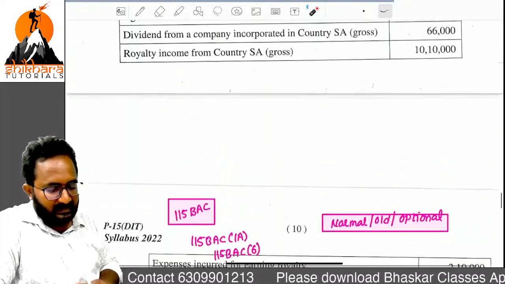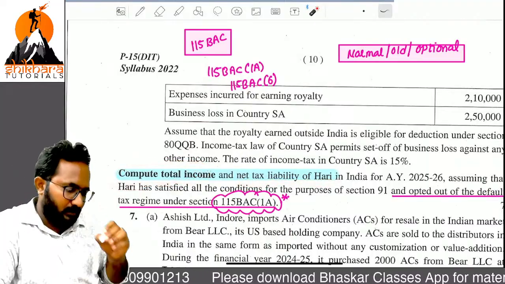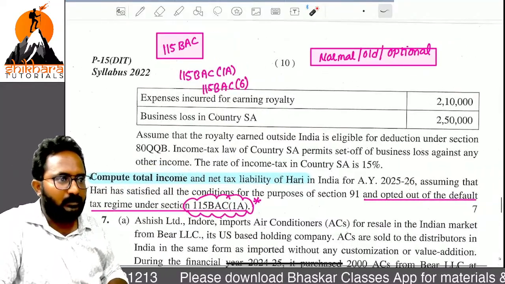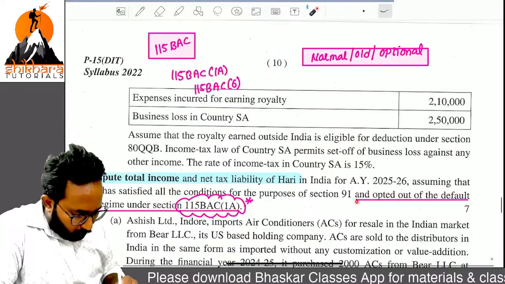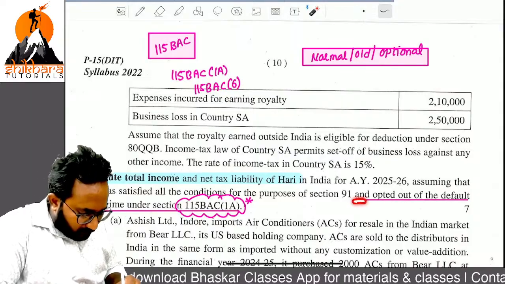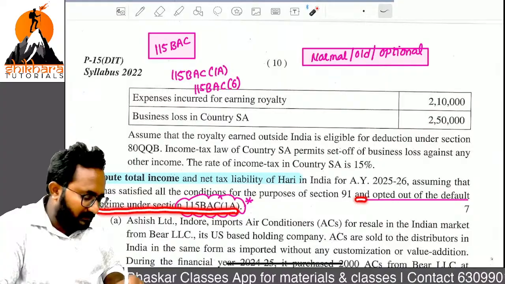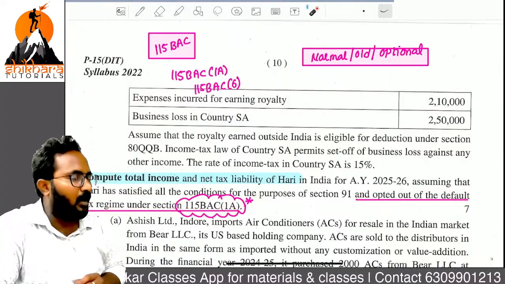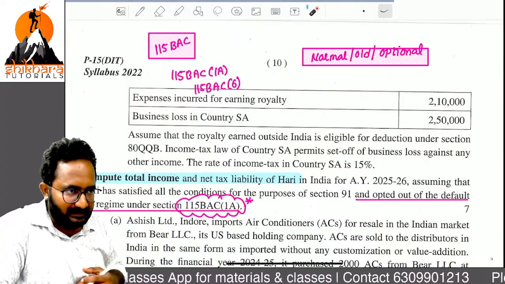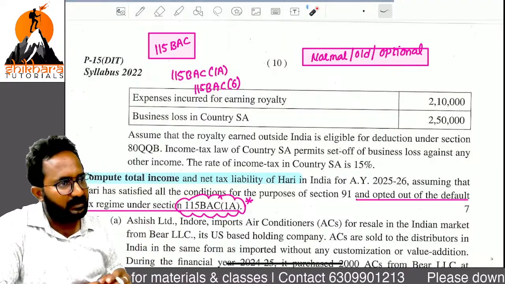Sir, my computation is correct, at least total income is correct. But the tax liability is gone, and the impression is also gone. The reason is that you have to know which regime to follow. From these lines you have to frame an opinion about whether it is the default tax regime or normal tax rates. Every attempt, they give this one type of question.